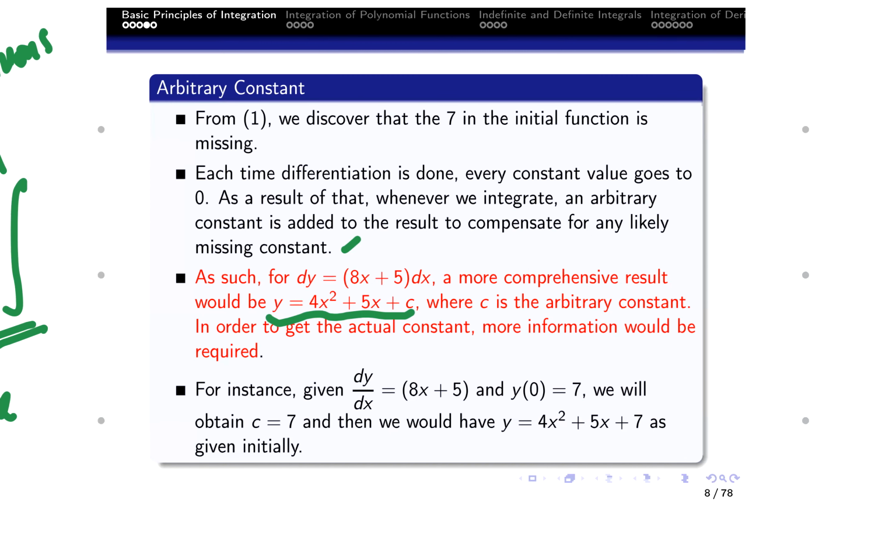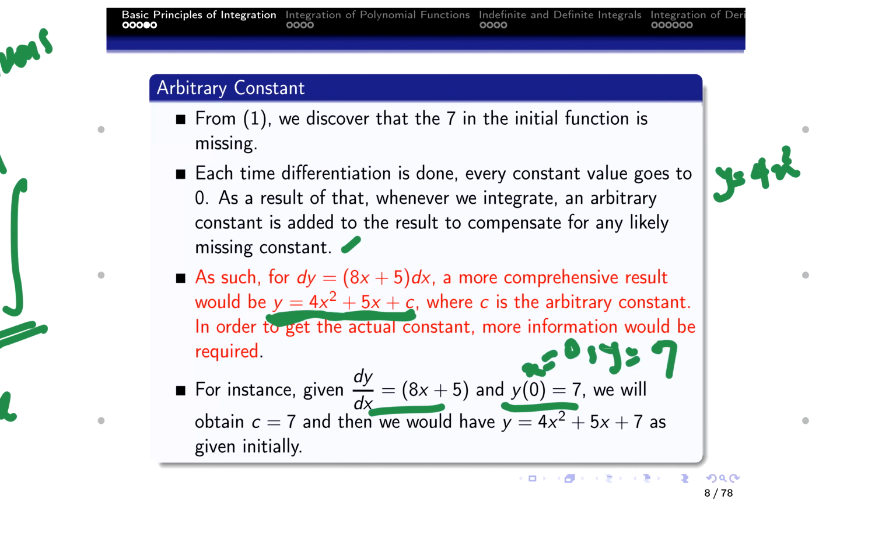So generally, this is what you have when you integrate. But if you have extra information, it's very possible to get the arbitrary constant back precisely. And that's what you have in this last line, which says, for instance, given dy dx equals 8x plus 5, and you now have this extra information that y of 0 is 7. Y of 0 equals 7 means that when x is equal to 0, y is equal to 7. So that's extra information that can help you in getting the arbitrary constant c, which we added here initially.